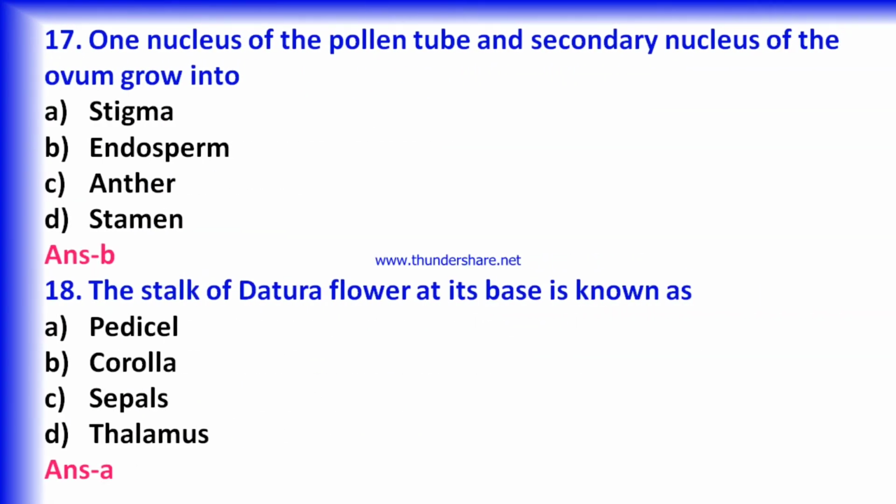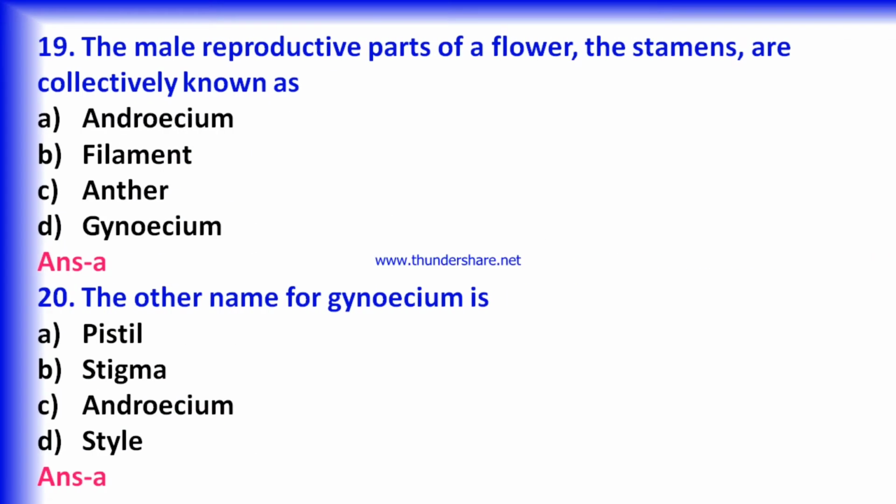Next, one nucleus of the pollen tube and secondary nucleus of the ovum grow into stigma, endosperm, anther or stamen, and the answer is endosperm. The stalk of datura flower at its base is known as pedicel, corolla, sepals or thalamus, and the answer is pedicel.